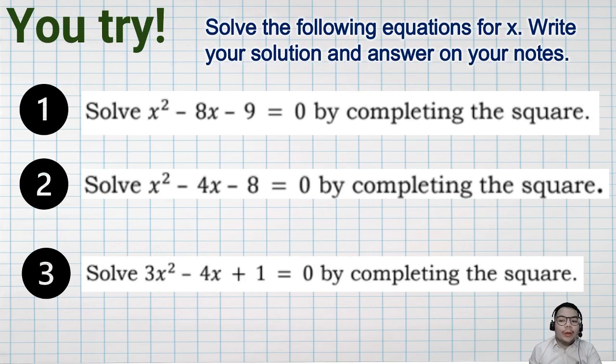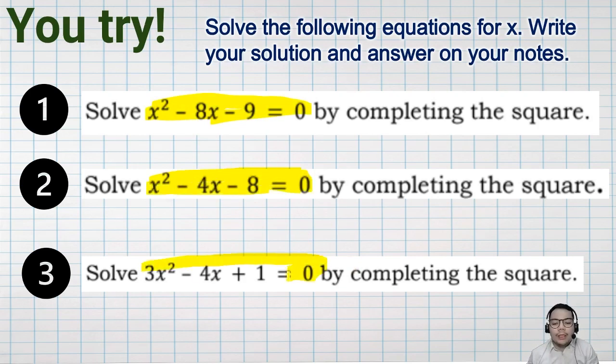Now, it's time for you to try the following examples to practice how to solve them. Solve the following equations for x. Write your solution and answer in your notes. You have to use completing the square to solve these equations. We have this one, and this one. I'll count 5 seconds for you to pause the video, and after that, I will show you the solutions. 5, 4, 3, 2, 1.